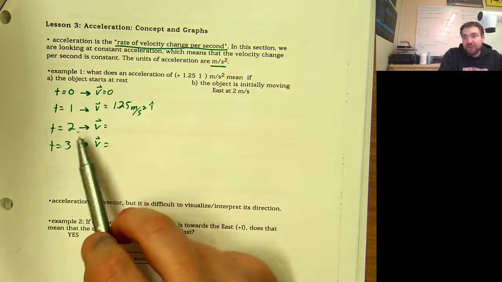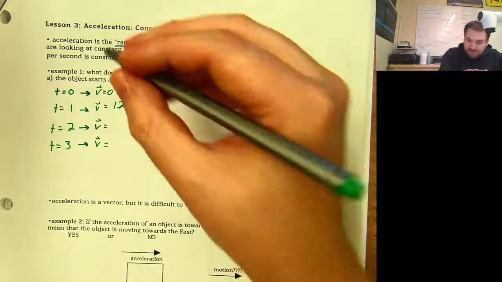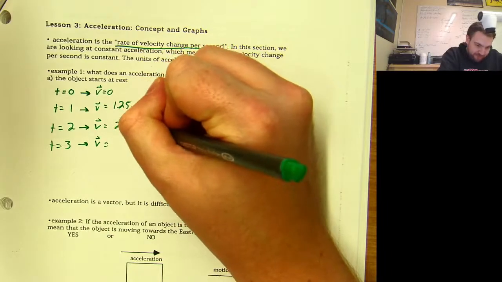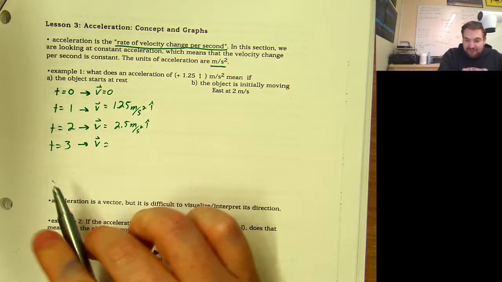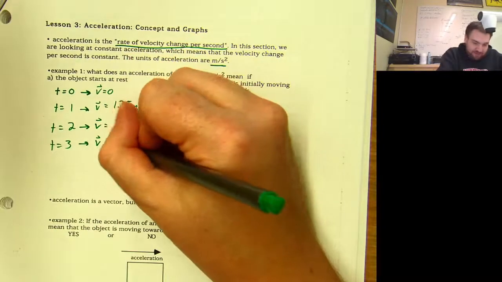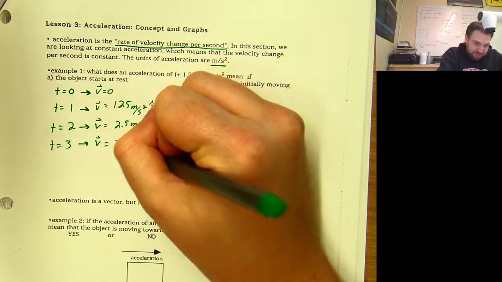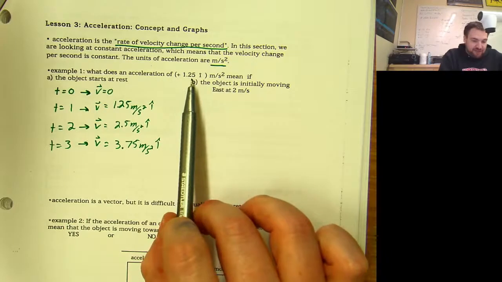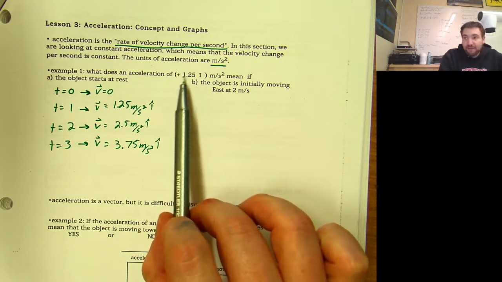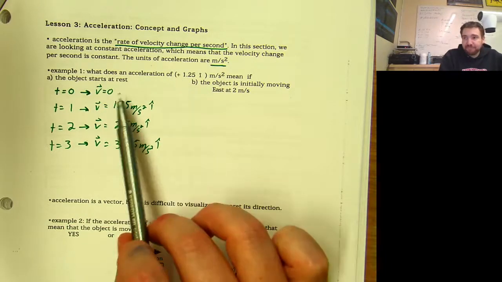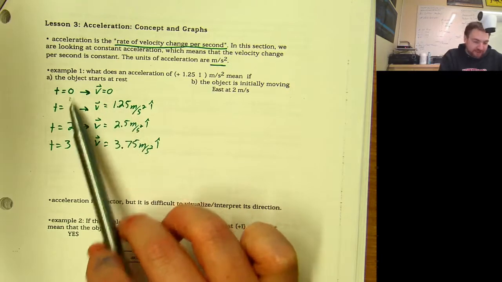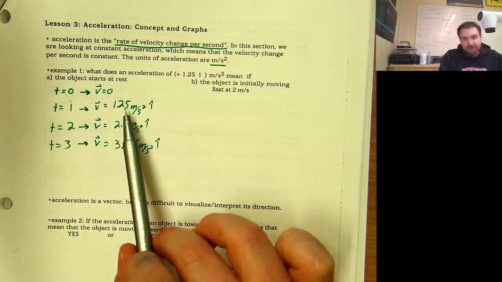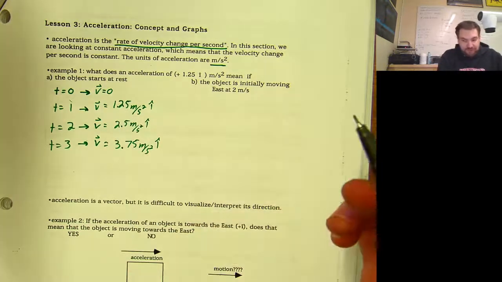A second later, it's going to go another 1.25 meters per second, which is going to give us 2.5 meters per second in the i hat direction. And at t3, it's going to be at 3.75 meters per second i hat. The acceleration is constant, it's positive. And so every second we move in time, our velocity is going to increase by 1.25 meters per second. Relatively straightforward, I would think.